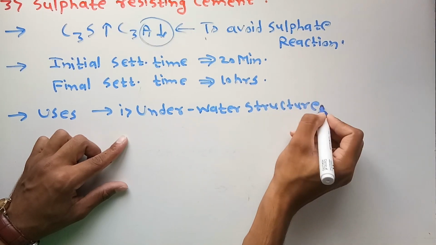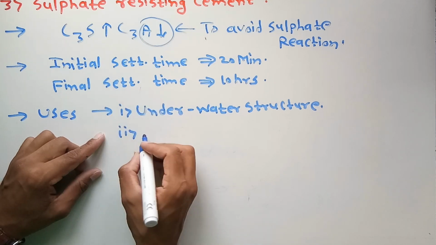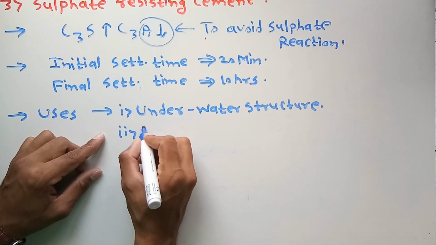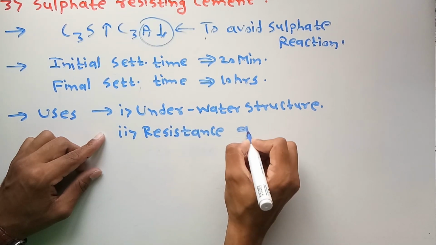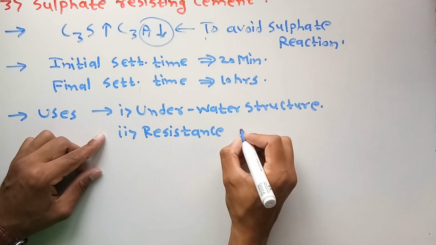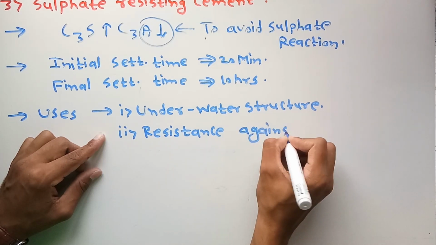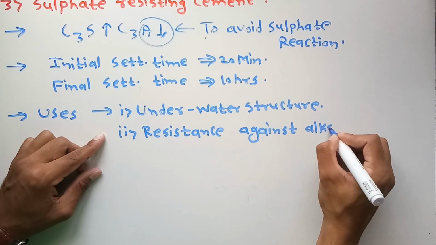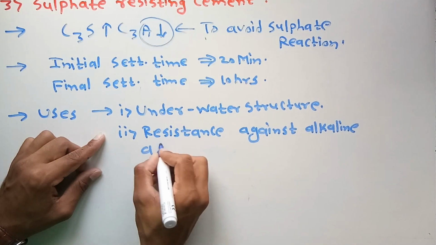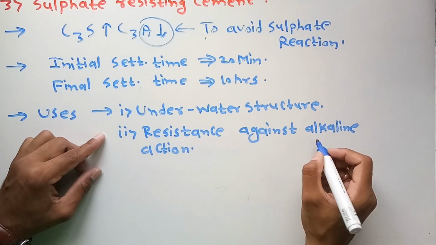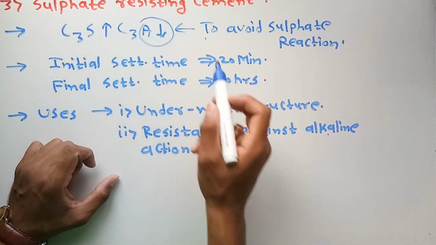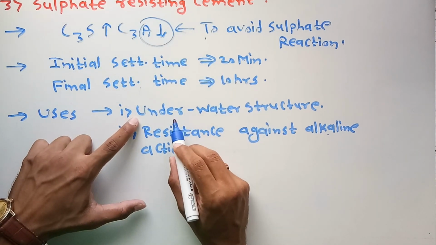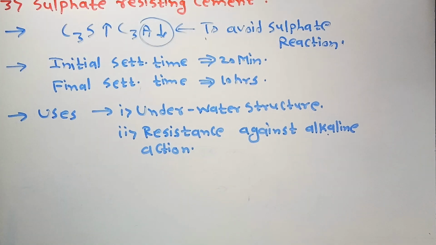And the second use, it is used against alkali actions. So we can write that it gives resistance against alkali action. It is used where we have to suffer against the alkali, and in water structures the sulfate attacks are most, so it is advisable to use sulfate resisting cement in underwater structures. So this is about the sulfate resisting cement.